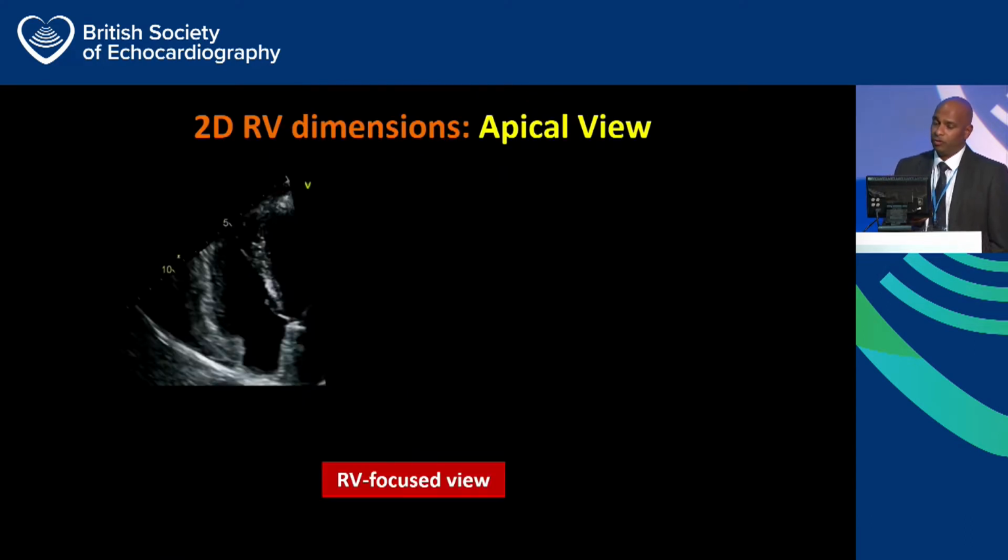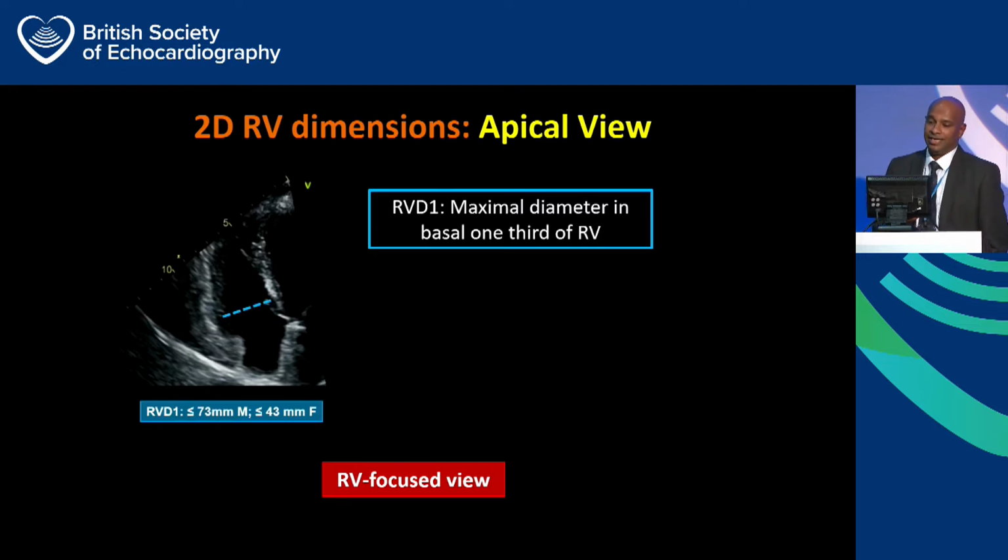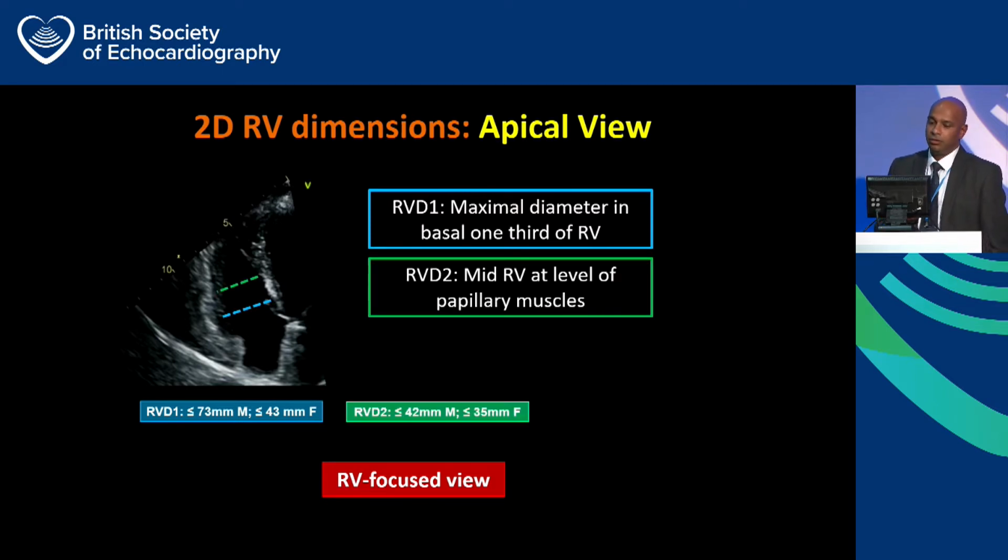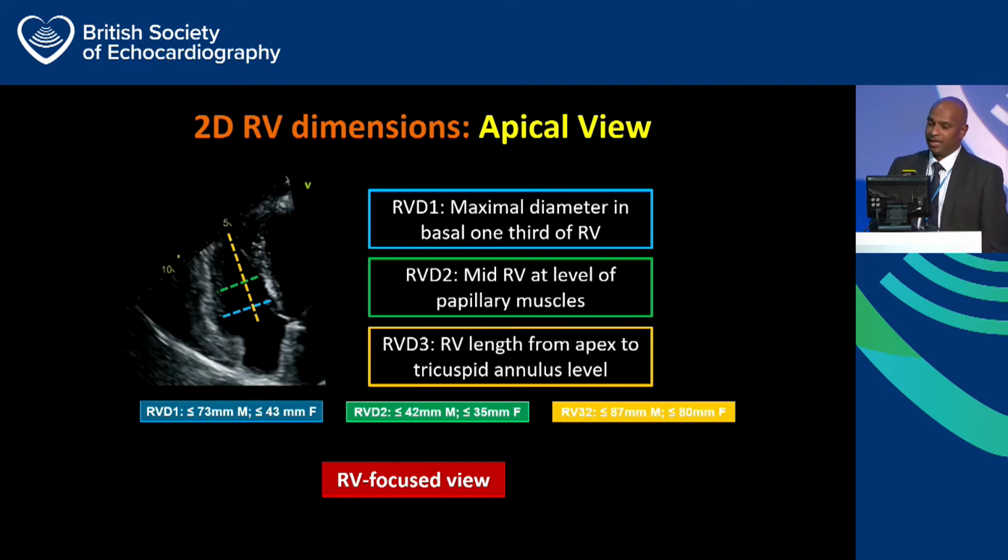From the apical view, we make our linear measurements. This is all from the RV focused view. RVD1 is measured in the basal third of the right ventricle, the maximal diameter, and that first value for males is incorrect, so that should be 47 millimeters, not 73. RVD2 is at the level of the papillary muscles, and RVD3 is the length from apex to somewhere in line with the tricuspid valve annulus, being parallel to the septum.